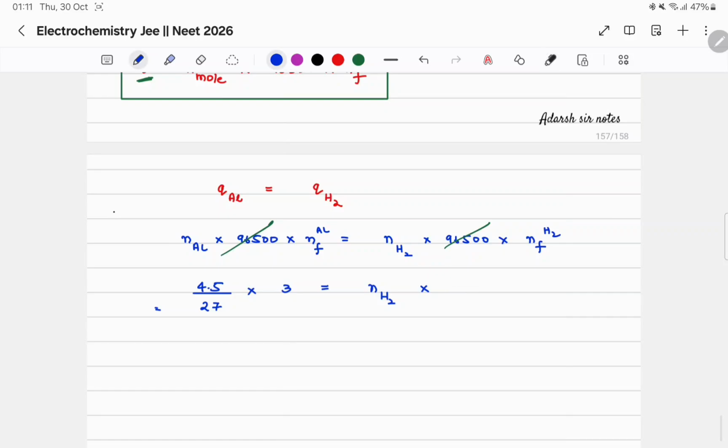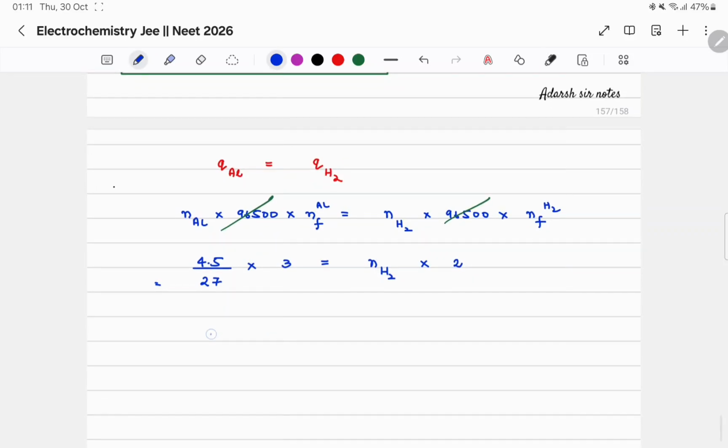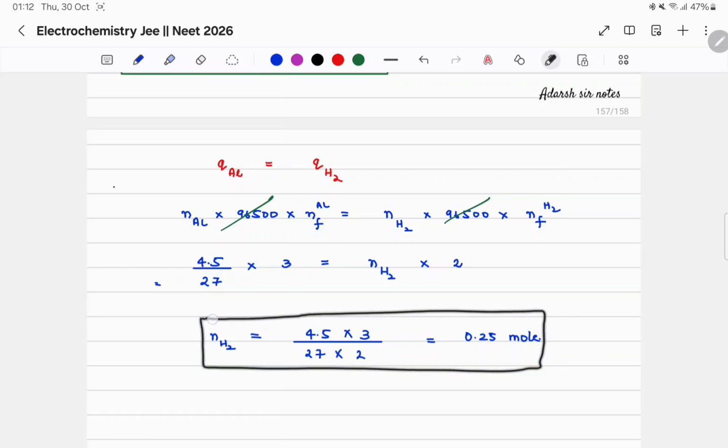So I'm going to put the value, that is 2. The moment I put the value, I can write number of moles of hydrogen will be equal to 4.5 multiplied by 3 divided by 27 into 2. That is what we got. Now we have to calculate. After calculation, you will be getting 0.25. That is the calculation part which I have already done. So that's it. Number of moles we got is 0.25.